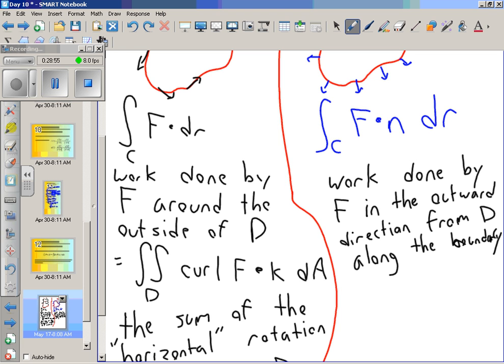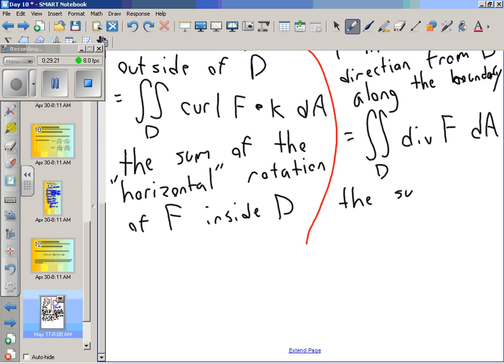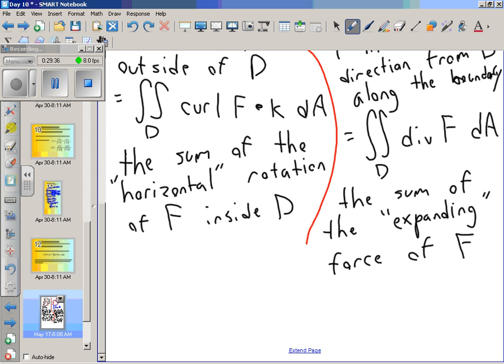We saw that that is exactly equal to the divergence of F in that region. Okay, so however much F is pulling this region at its boundary is exactly equal to how much that vector field is trying to expand within the boundary. Okay? And so this is the sum of the, we'll call it the expanding force of that. Okay, so that's like the two relations between the curl and the divergence.